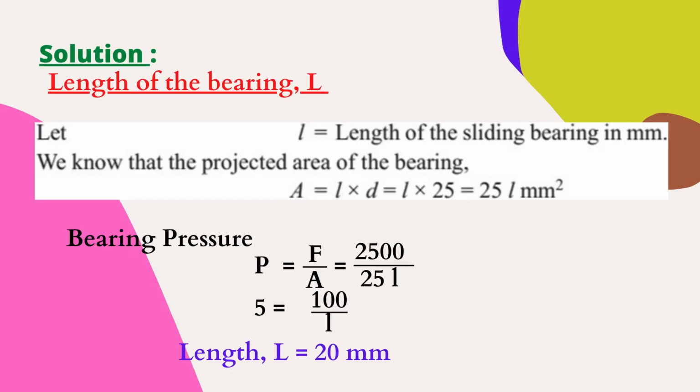So here we can go right away with one of the equations, bearing pressure P is equal to force by area. So here we'll consider L as the length of the sliding bearing in mm, and the projected area of the bearing which is exerting the force is L into D. By replacing the value of diameter D as 25, we are getting the value of area A is equal to 25 times L, mm square. On substitution, pressure P as 5, force F as 2500 and area A as 25 L. On simplification, we are getting the length of the bearing L as 20 mm.